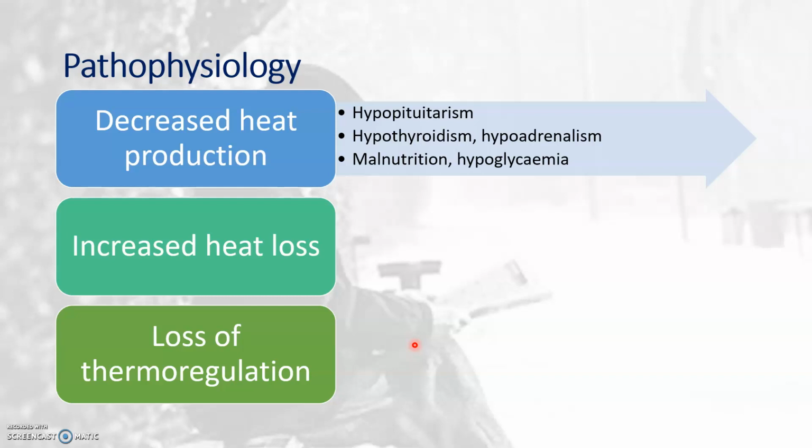In patients who may be hypothermic for other reasons, as we will discuss, malnutrition and hypoglycemia may promote this hypothermia because the body lacks nutrients to generate the metabolic processes that generate heat production.